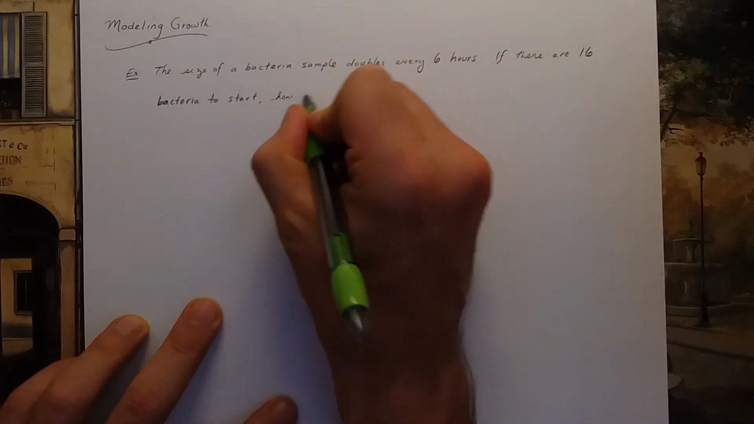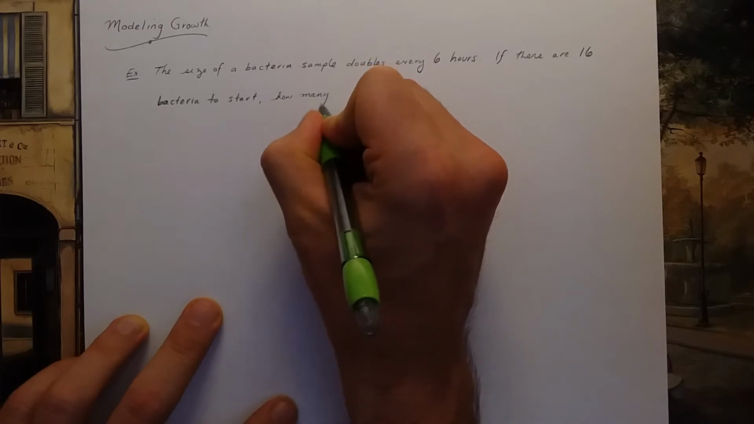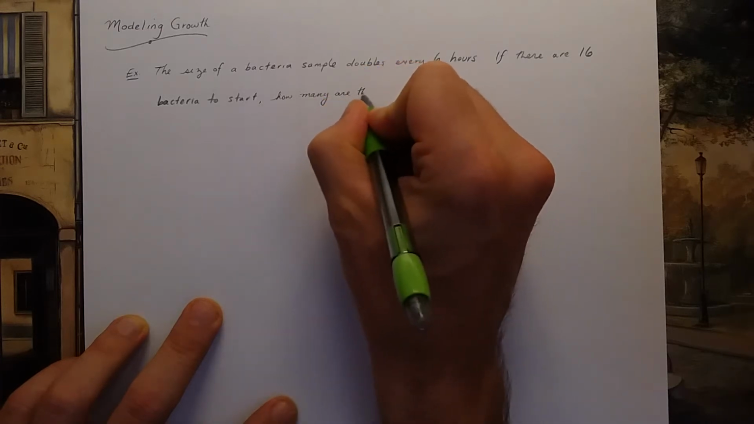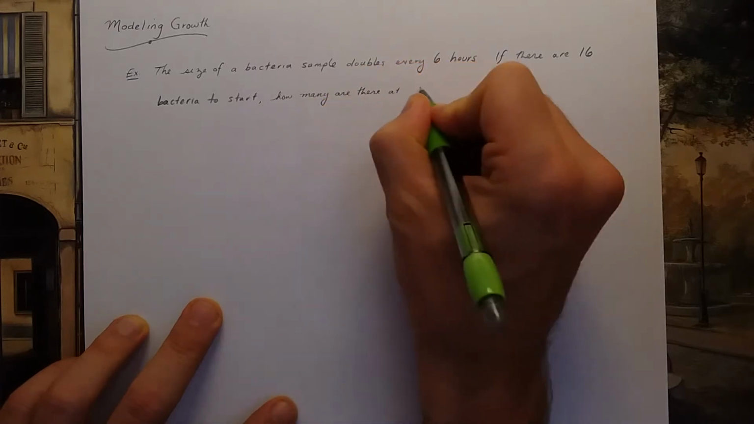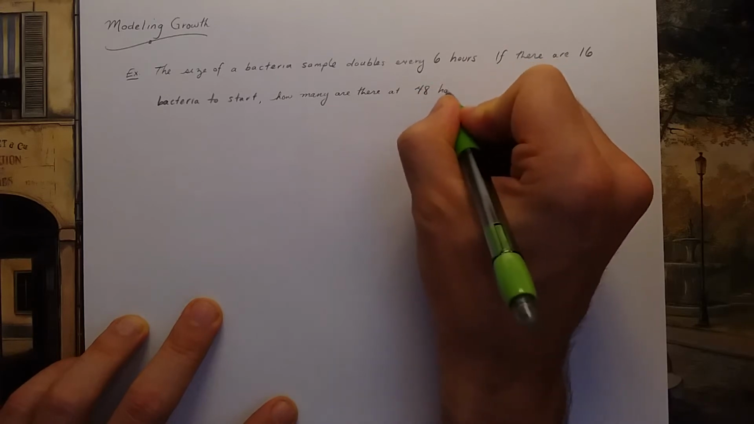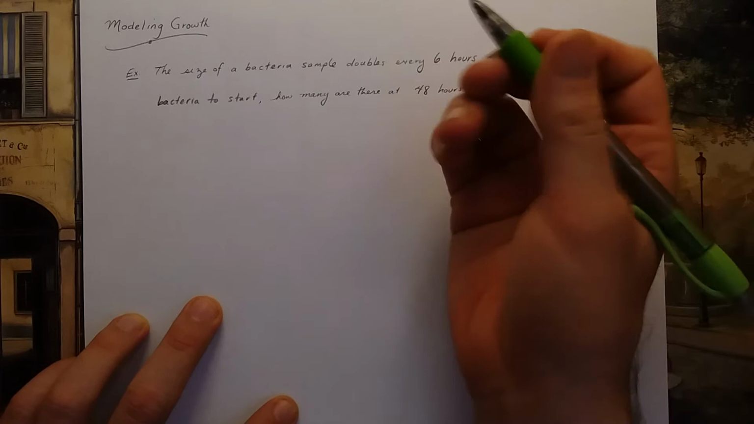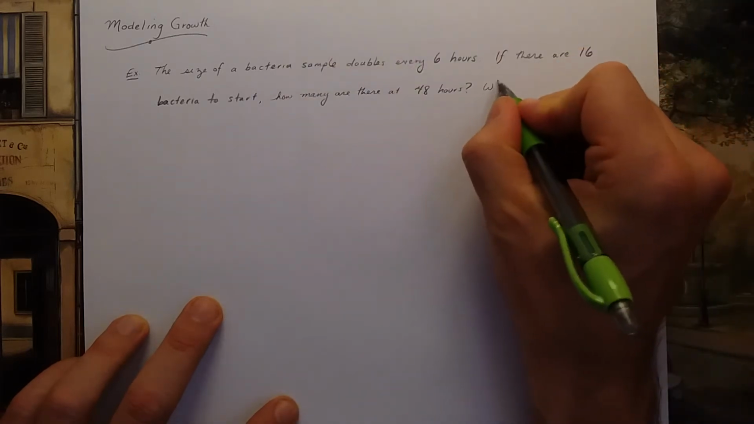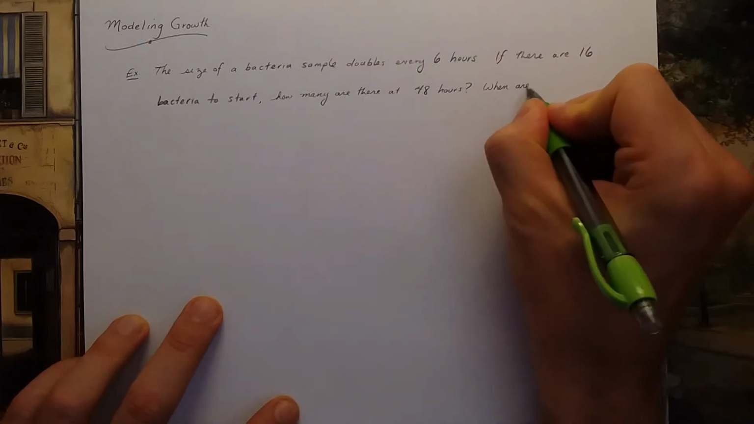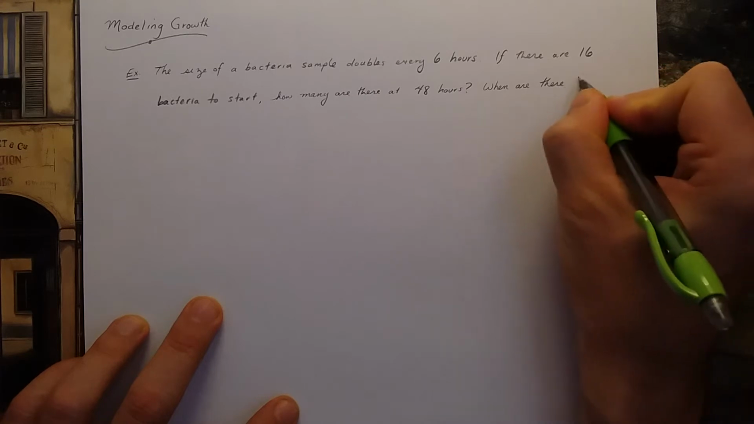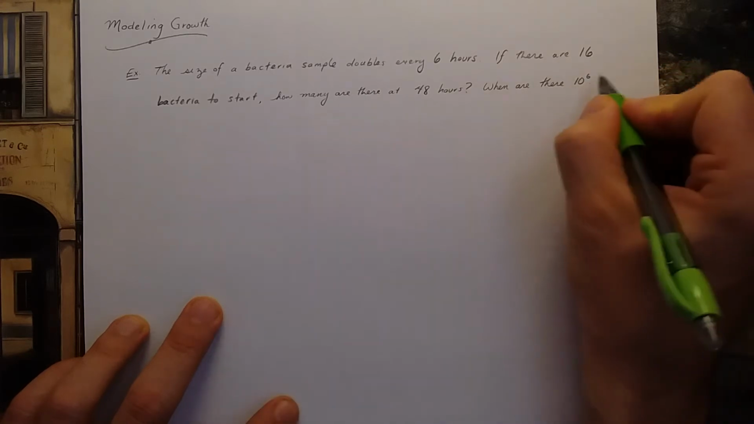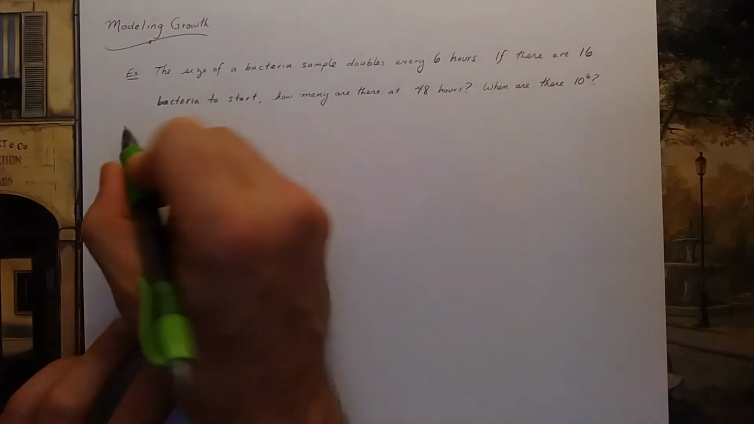So how many are there at 48 hours? When are there going to be 1,000,000 bacteria? So when are there 1,000,000, or 10 to the 6th, bacteria?